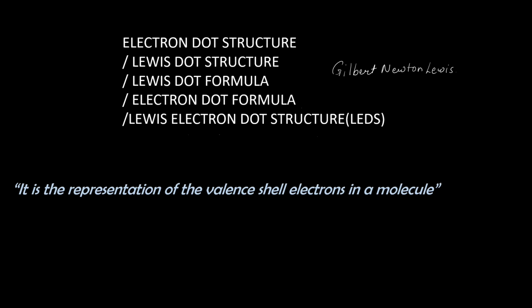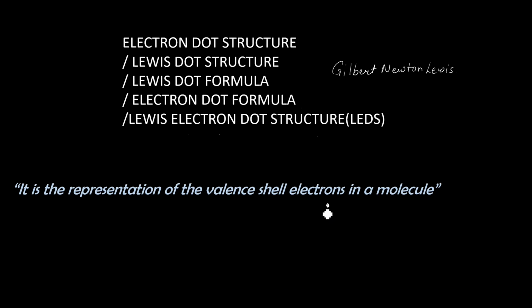So what is Lewis dot structure or electron dot structure? It is named after the scientist Lewis. That is why the electron dot structure is also known as Lewis dot structure. In this, we represent the valence shell electrons in a molecule. Only valence shell electrons are shown, and electrons are represented by dots. Non-valence electrons are not shown in the electron dot structure.